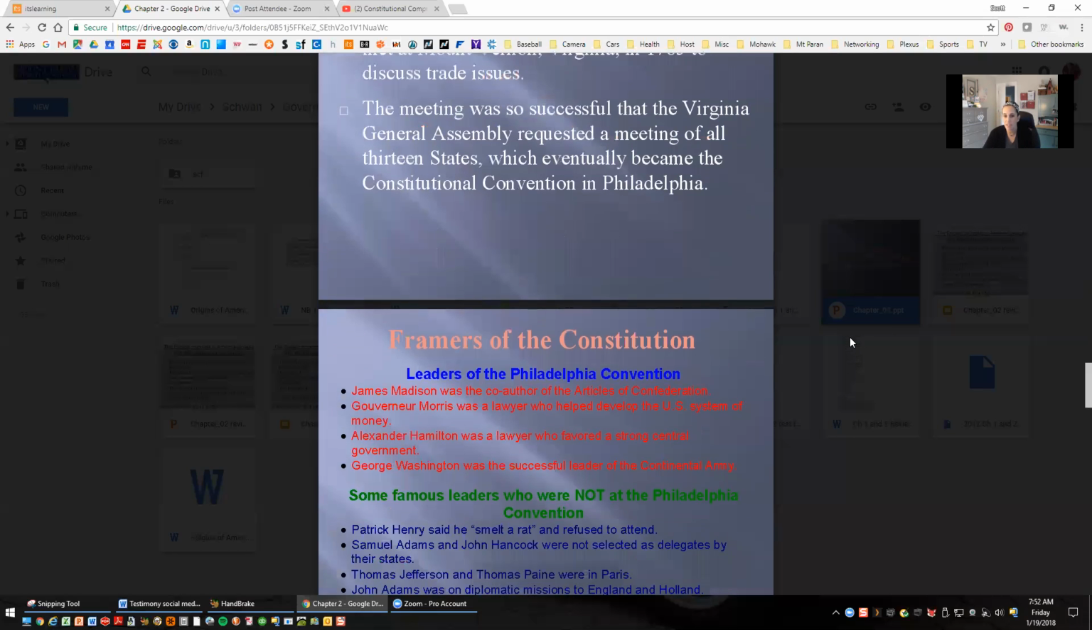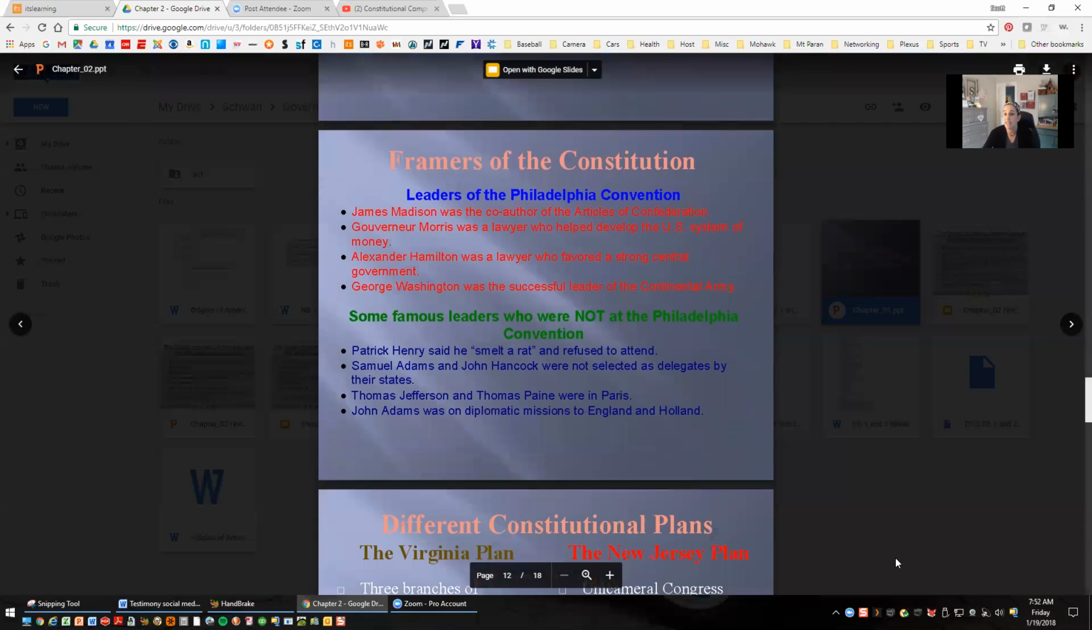A very secretive convention. It was a highly contentious convention, did not go super smoothly. There were disagreements. There were conflicts. James Madison, who was the co-author of the Articles of Confederation, became known as the father of the Constitution because he actually penned the document, like Thomas Jefferson wrote the Declaration of Independence. It was attended mostly by military leaders, governors, lawyers, people who were super smart during the colonial era, but some who did not attend.